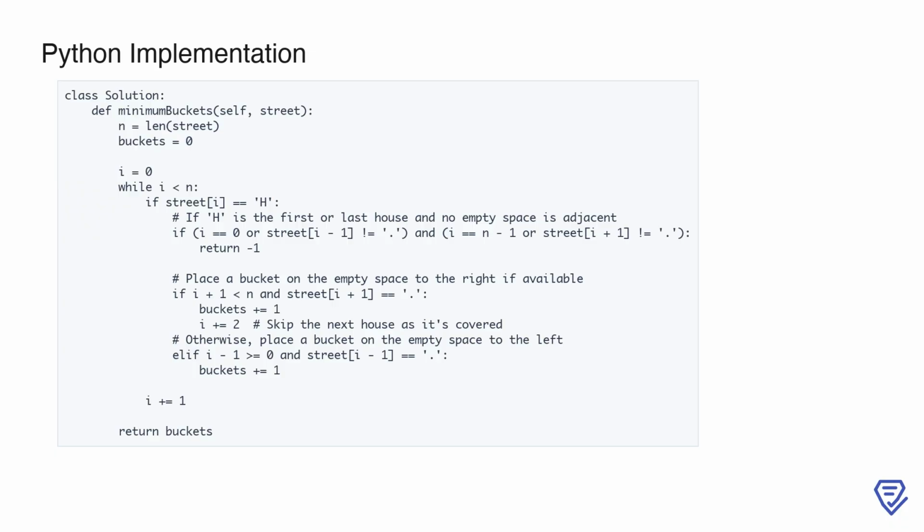This solution ensures correctness and efficiency with an O(n) time complexity, as each character in the string is processed at most once. It handles edge cases, such as houses with no adjacent empty spaces, and minimizes the number of buckets used by prioritizing placement to the right of houses where possible.